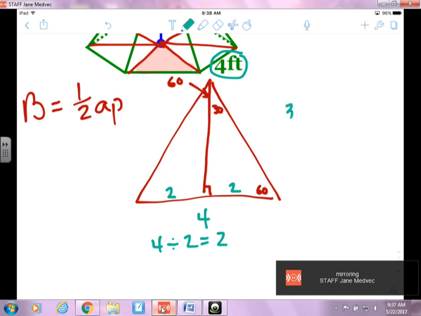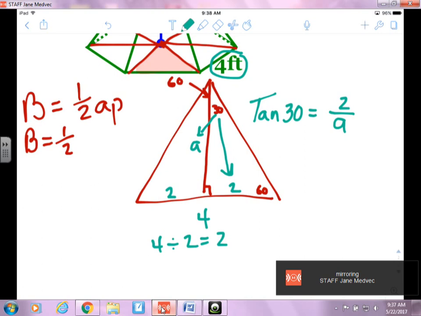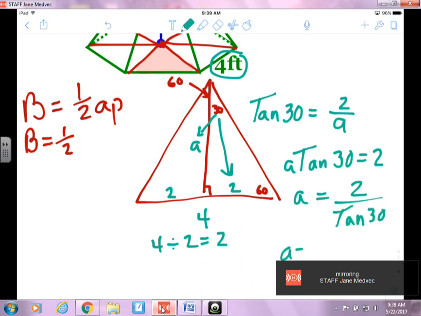I'm going to take 30 then, and I'm going to take the 2, and this is my little a. Again, I'm trying to find my base area, which is 1/2 ap, so I'm trying to find the apothem of my base. So I've got 2 over the apothem. Notice that the 2 is opposite and the a is adjacent. So that would give me tangent. Right? So then I do my math. My next step then, I've got tangent 30 equals 2 over a, so a equals 2 over tangent 30.